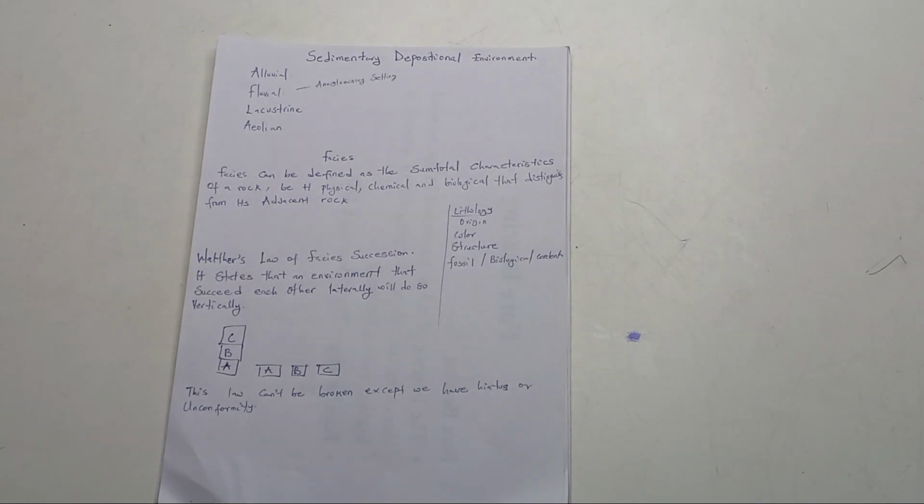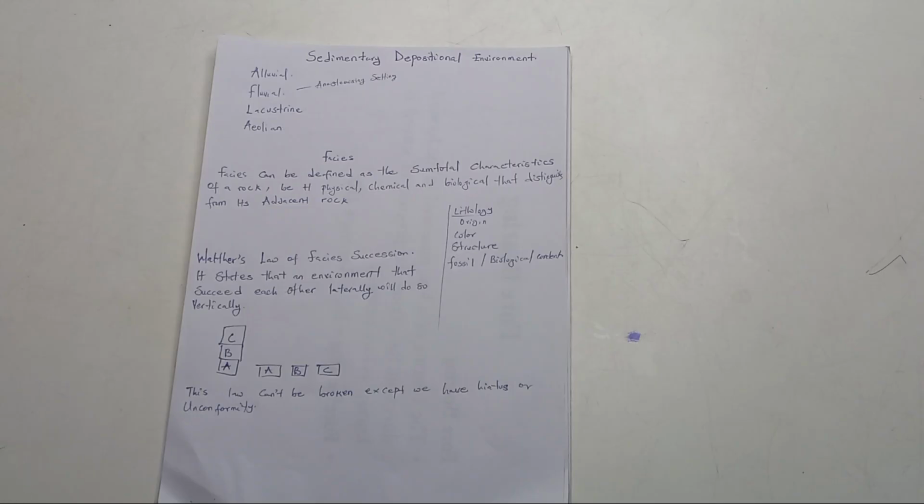Okay, good. So first, when we talk about depositional environment, there's a terminology that will be repeated over and over again throughout this course and throughout the series. And that is the facies. Now, what is a facies?